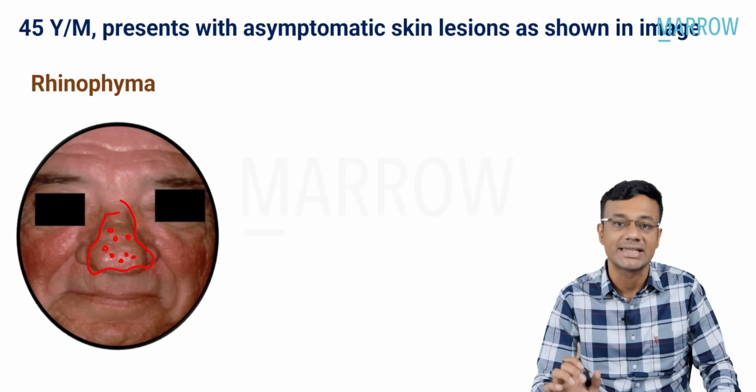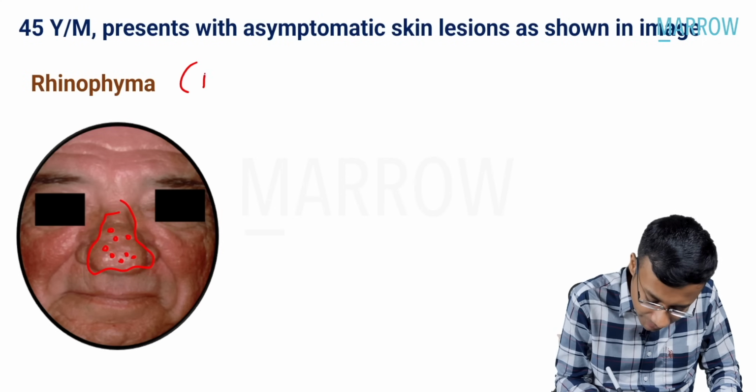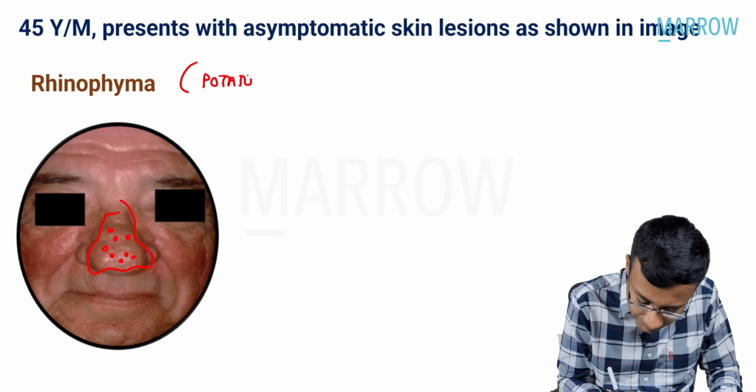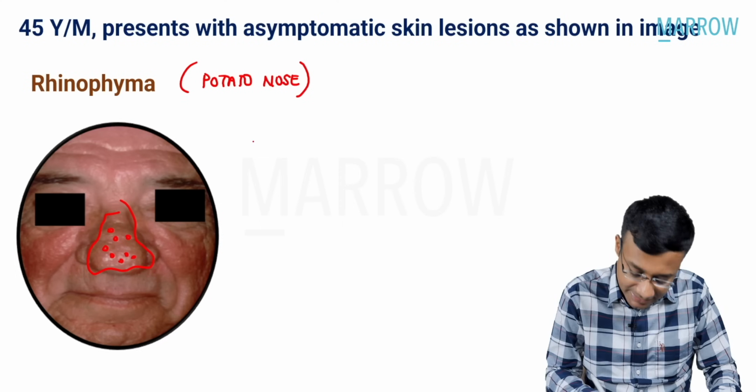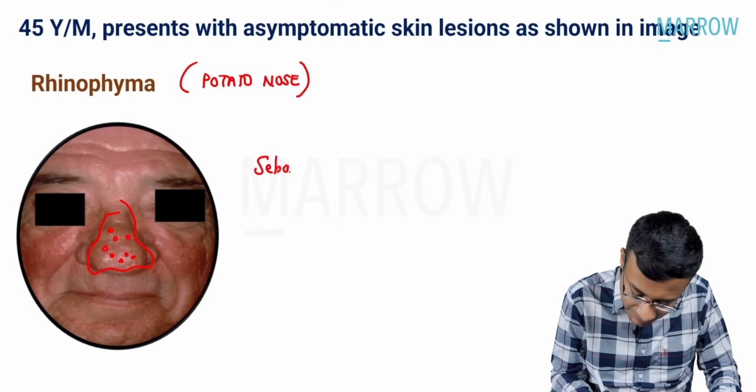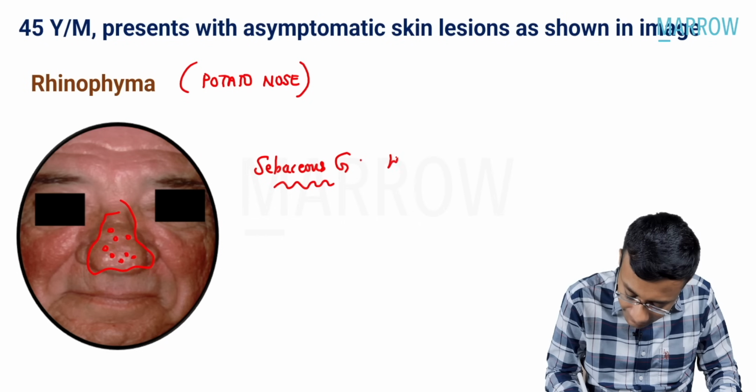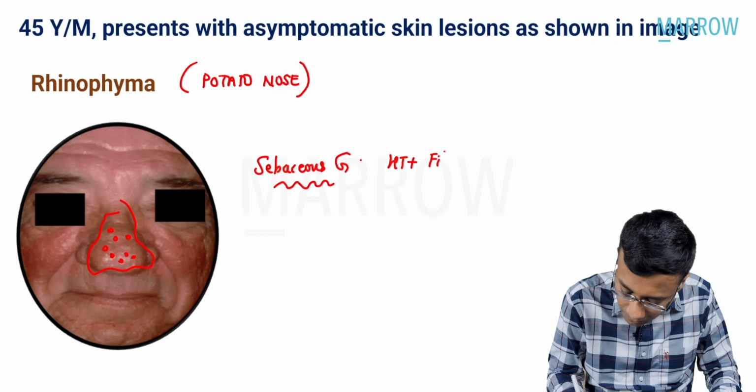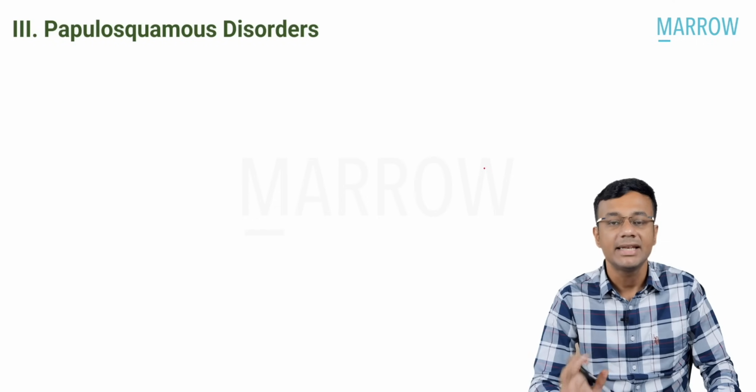This condition is called as rhinophyma. Rhinophyma is also known as potato nose. And very, very important to remember here is there is hypertrophy and fibrosis of the sebaceous gland. So sebaceous gland shows hypertrophy plus fibrosis in rhinophyma. Let us now move on to the chapter on papulosquamous disorders.